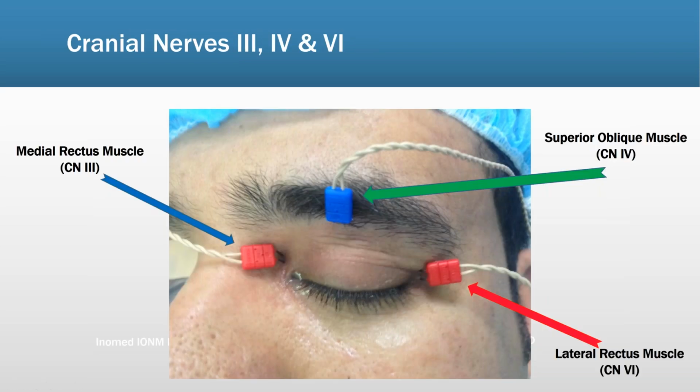Cranial nerve EMG. With the application of cranial EMG, we can monitor cranial nerve 3. We can put the electrode in the medial rectus. You can monitor the superior oblique for cranial nerve 4, the lateral rectus for cranial nerve 6, and the inferior rectus for cranial nerve 3. So we can use those paired electrodes and put the electrode next to the eyeball.